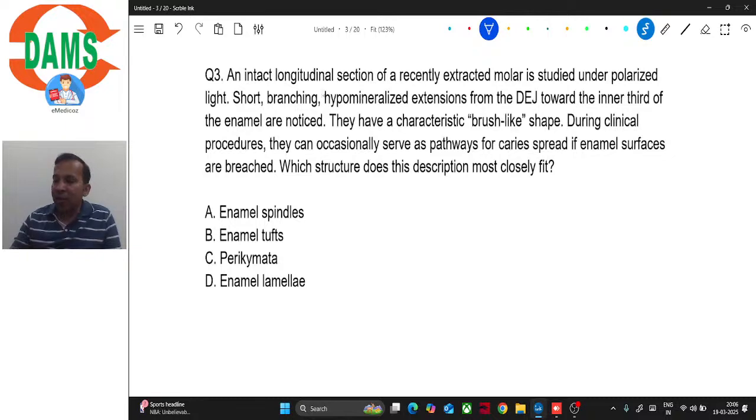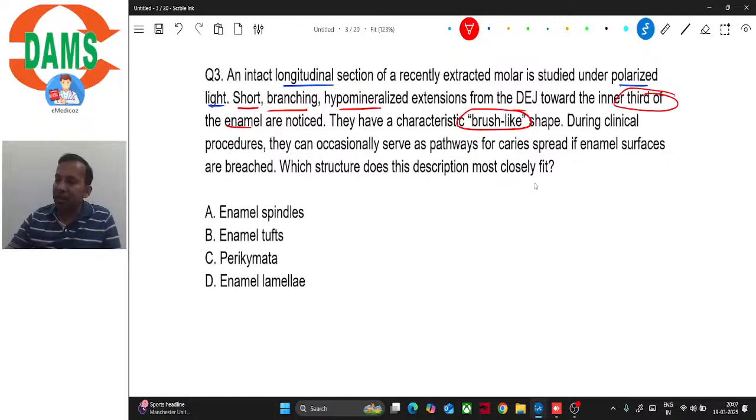An intact longitudinal section of a recently extracted molar is studied under polarized light. Short branching hypomineralized extension from the DEJ towards the inner third of enamel was noticed. They have a characteristic brush-like appearance or shape. During clinical procedures, they can occasionally serve as a pathway for caries spread if the enamel surface is breached.